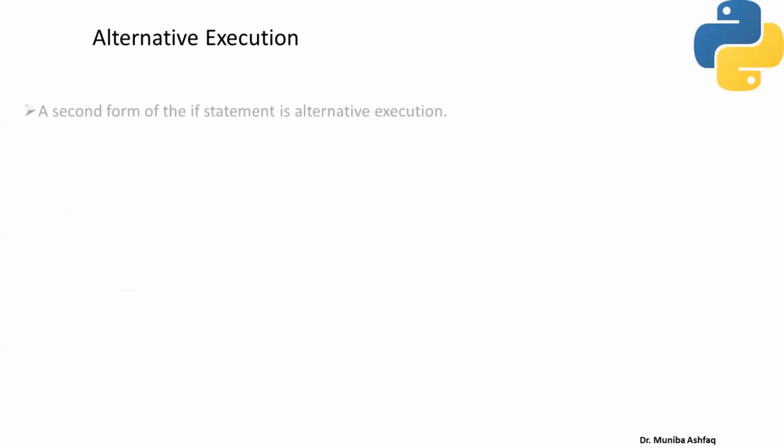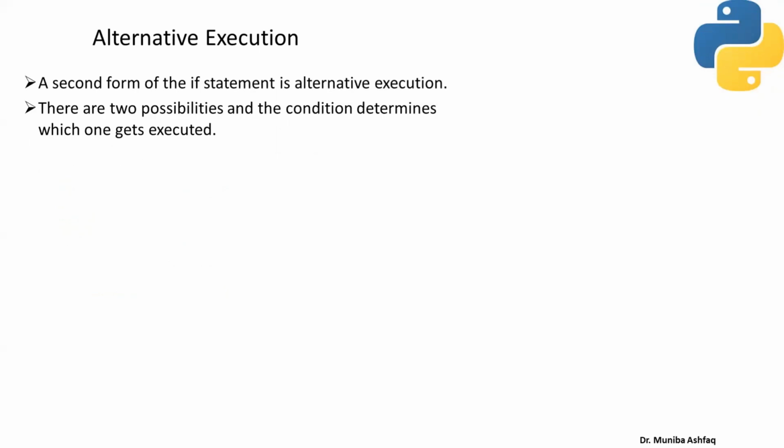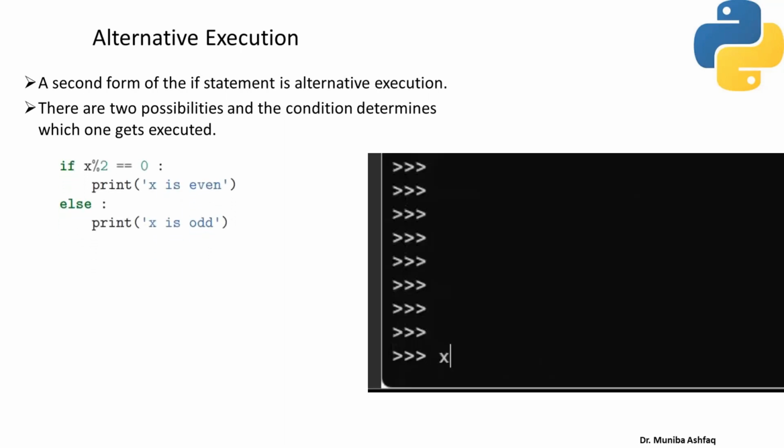Alternative execution. A second form of the if statement is alternative execution. There are two possibilities and the condition determines which one gets executed. Depending on the result we get at the end of checking the condition, it would be either true or false. If it's true, then the corresponding statements which relate to the if statement would be executed. Else, otherwise, other statements would execute. This can be easily done in Python.